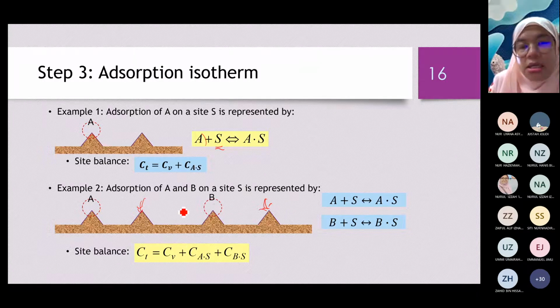Even though there are two vacant sites, we represent it as a Cv, because Cv is for the concentration of all the vacant active sites, plus CAS and CBS. Do not write two Cv, that would be totally wrong. This is based on the figure. But the figures are just for you to imagine how the reactant adsorbs on the active site, not for the calculation. What you need to know is how to write the site balance.